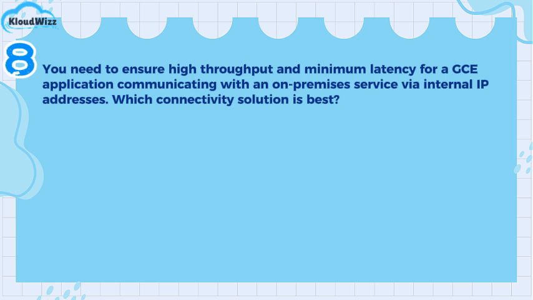Question number 8. You need to ensure high throughput and minimum latency for a GCE application communicating with an on-premises service via internal IP addresses. Which connectivity solution is best?